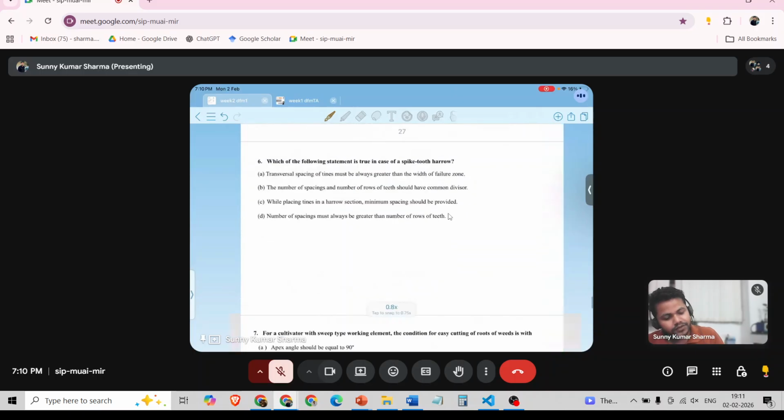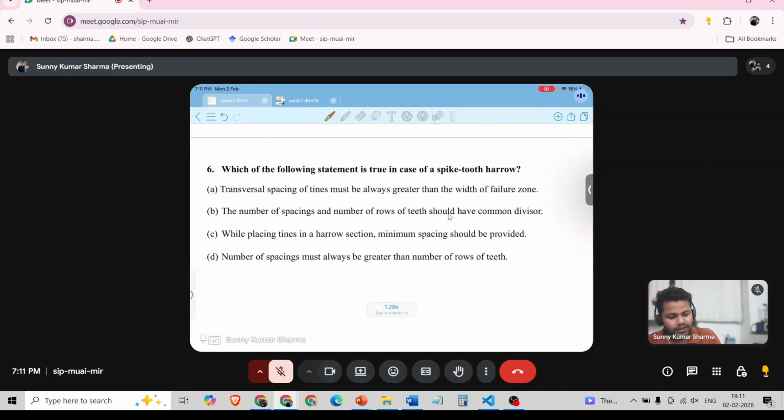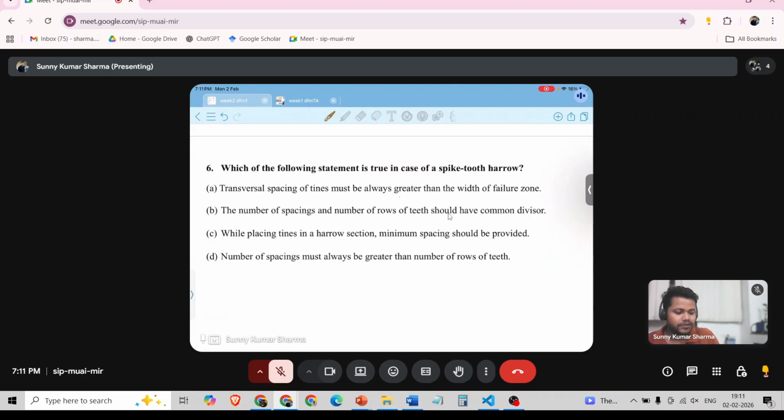Suppose the next question is: which of the following statements is true in case of a spike tooth harrow? Transversal spacing of tines must always be greater than the width of failure zone. The number of spacing and number of rows of teeth should have a common divisor. While placing tines in a harrow section, minimum spacing should be provided. The number of spacing must always be greater than the number of rows of teeth.